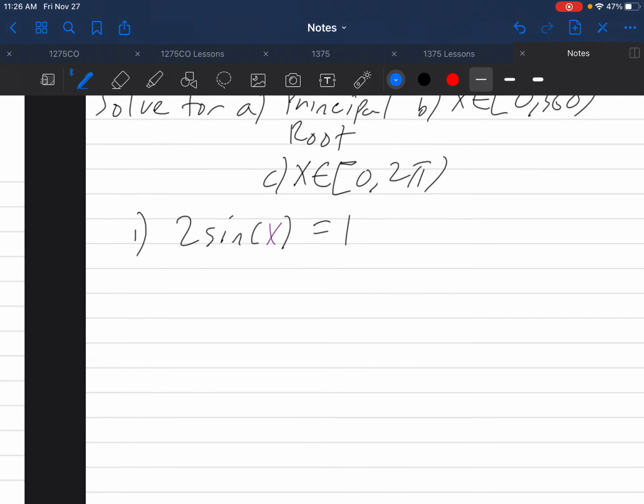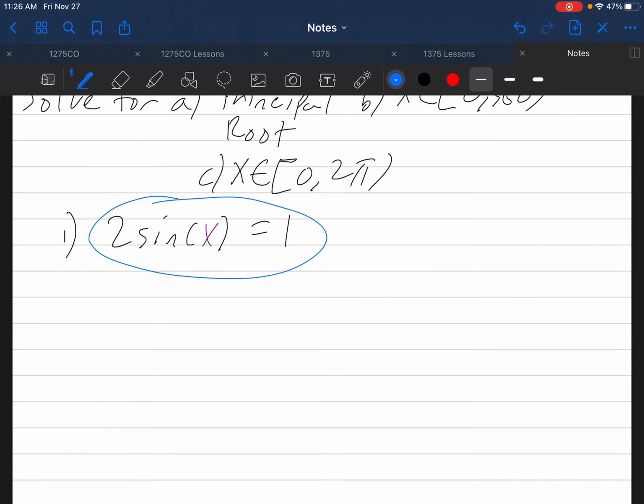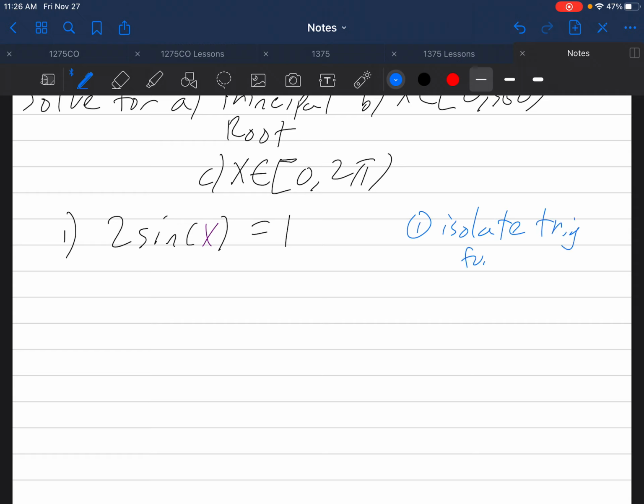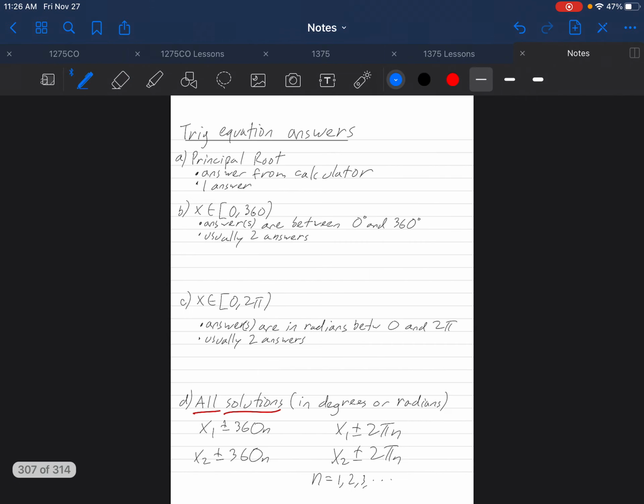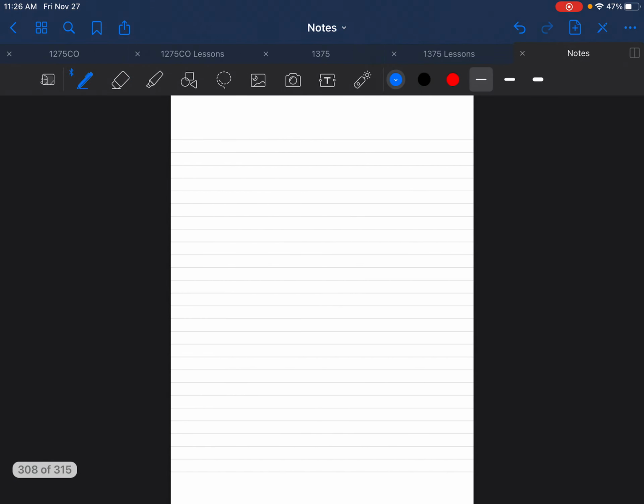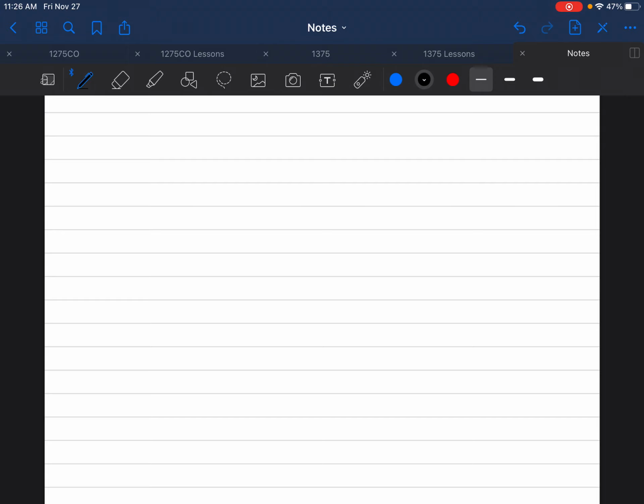So let's take a look at this. Let's solve this equation: 2 sine x equals 1. Now, the first thing you want to do is isolate your trig function. You want to isolate your trig function. You know what? I'll write this on a separate piece of paper. So the first thing you want to do is isolate your trig function.